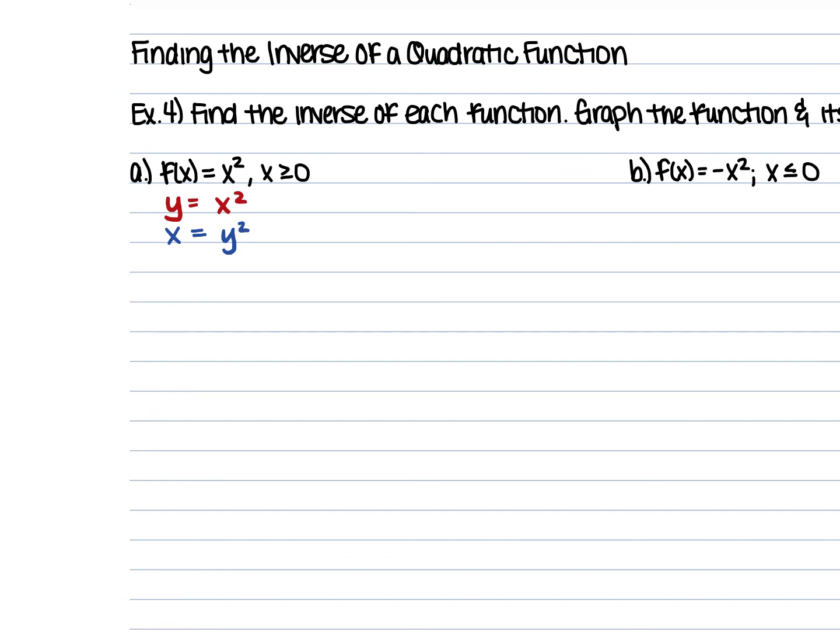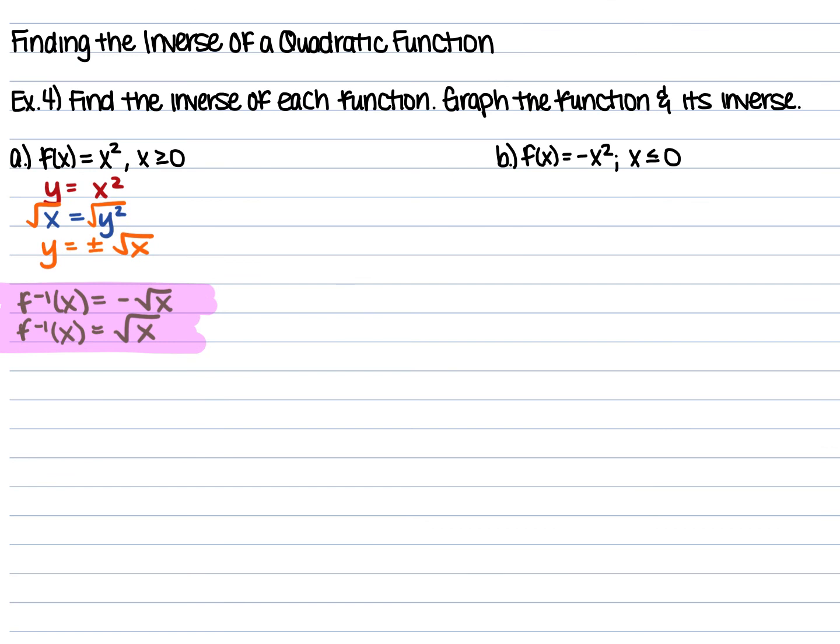You want y, not y squared. So take the square root of both sides. We're going to have y is equal to plus or minus the square root of x. So this gives you two functions. One that is f to the negative 1 of x is equal to the negative square root x, as well as f to the negative 1 of x is equal to the positive square root x. So you have two functions with these.